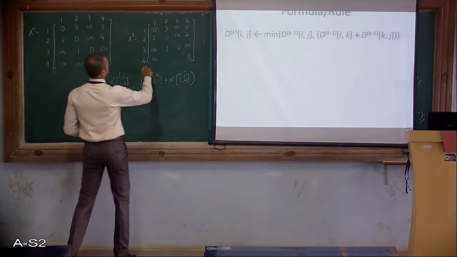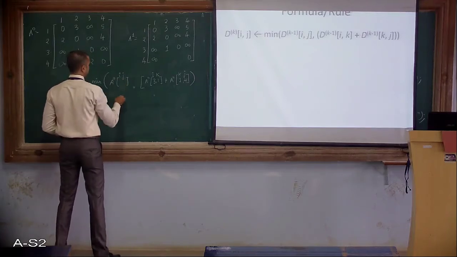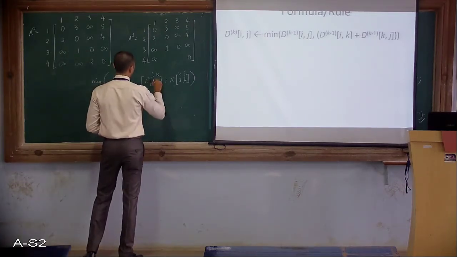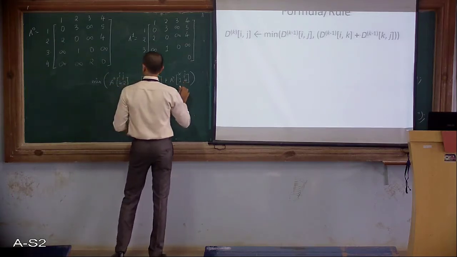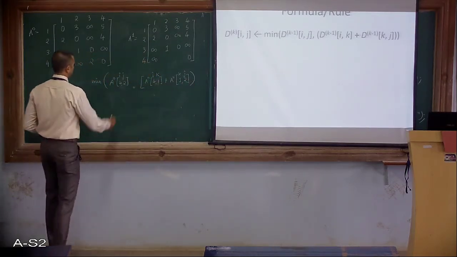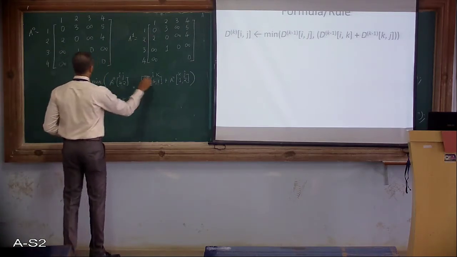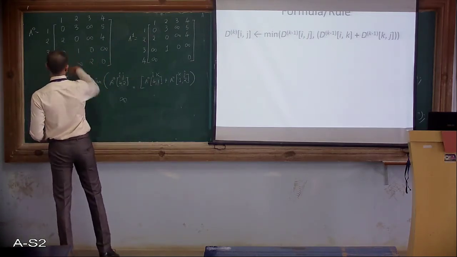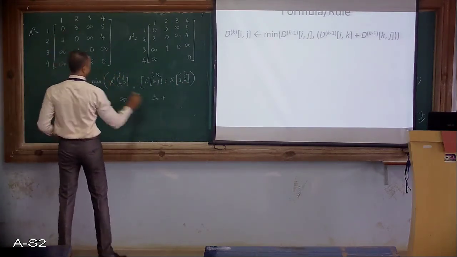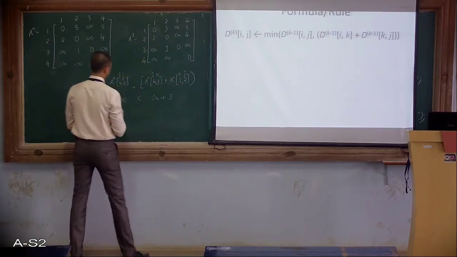Next, 4 to 2. The next pair of vertices is 4 to 2. The intermediate is 1, so it will be 4 to 1 and 1 to 2. What is 4 to 2? 4 to 2 is infinity. What is 4 to 1? Again infinity, plus 1 to 2, which is 3. So this is less. I'll write it as infinity.